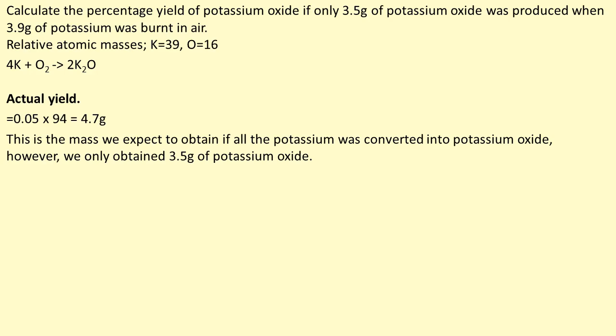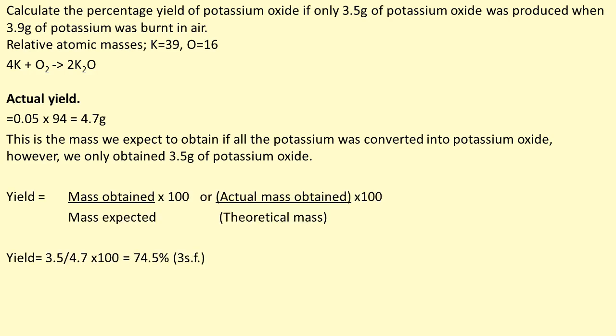4.7 grams is the mass we expect to obtain if all the potassium was converted into potassium oxide. However, there may have been some other reactions, it may not have all reacted, or some may have been left on the equipment during the preparation. We only obtained 3.5 grams of potassium oxide, and the following calculation is used.